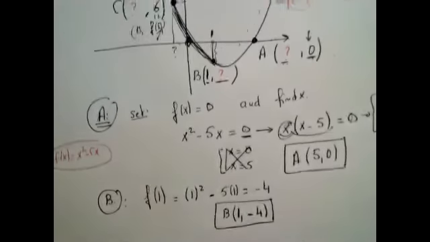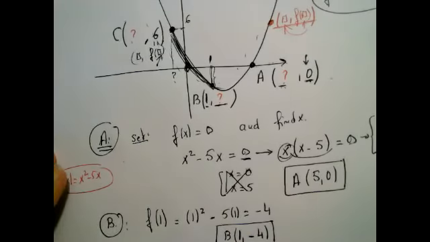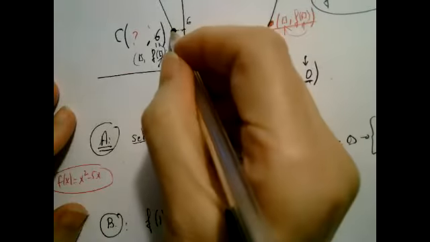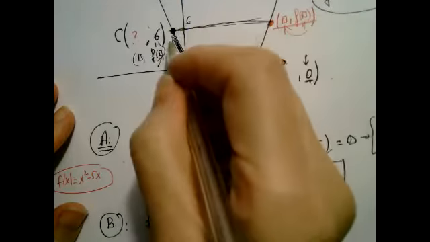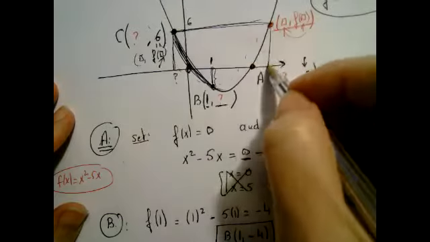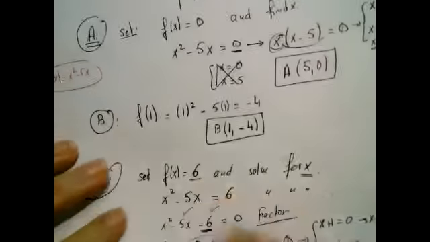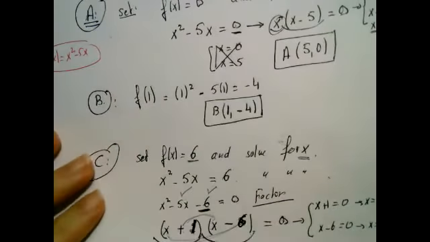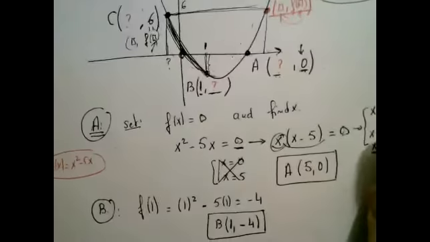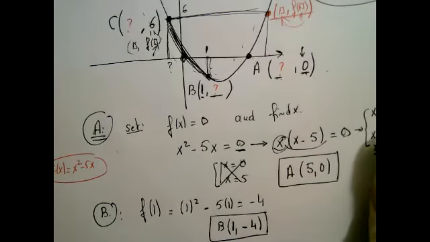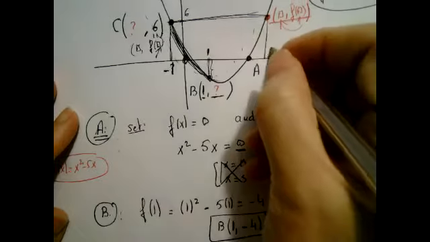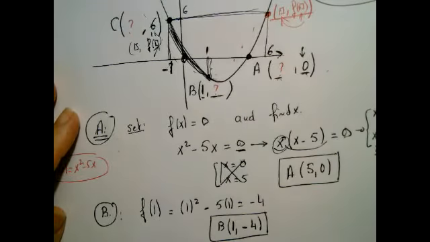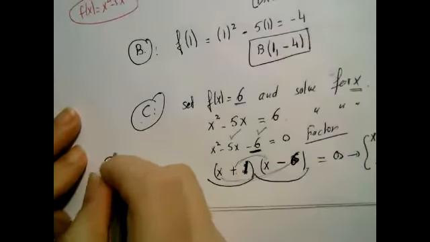Now, which one do I want according to my picture? So there are two, and the graph tells me two. There are two inputs that give me 6. There is this one here, and there is this one here. And I got two: minus 1 and 6. So this is going to be minus 1, and this is going to be equal to 6. All right. So that is the answer for the point C.